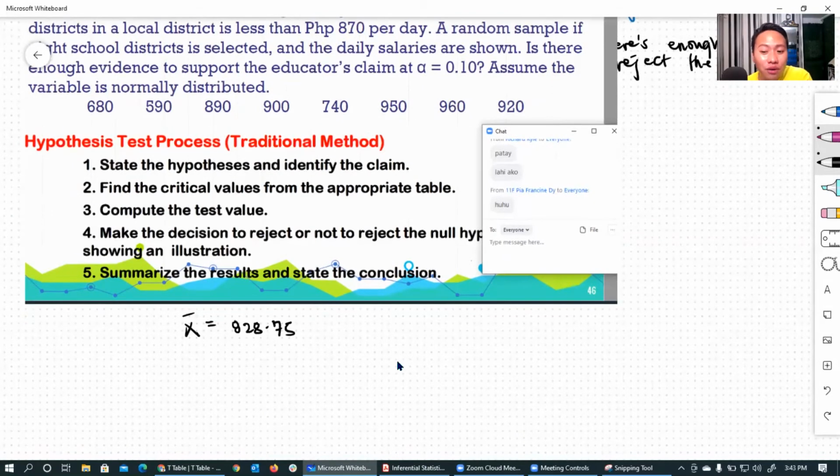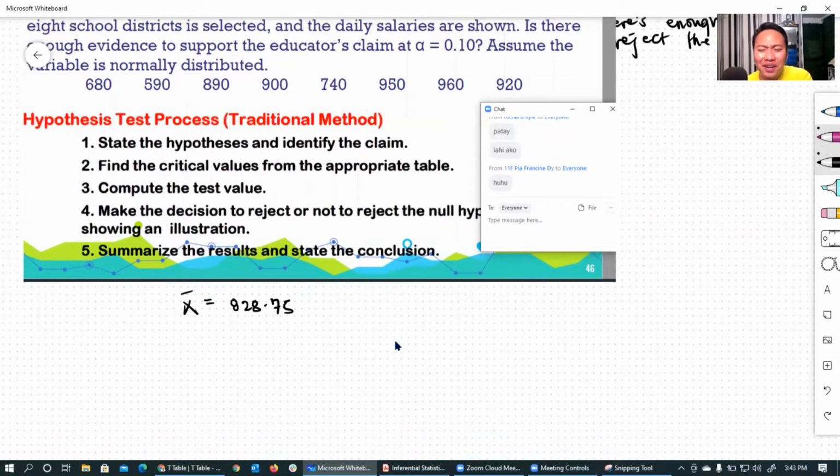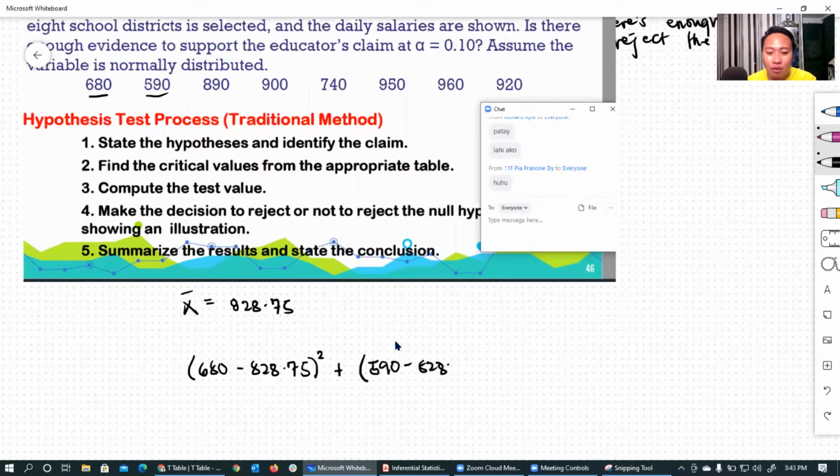Next, we're going to look for the critical value. The sample standard deviation. How to solve for the sample standard deviation? It's very easy still. We have 680 minus 828.75 squared, plus 590 minus 828.75 squared, plus 890 minus 828.75 squared, plus and so on until you finish all the numbers.